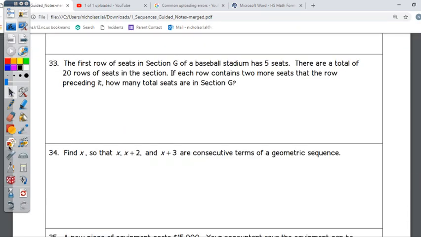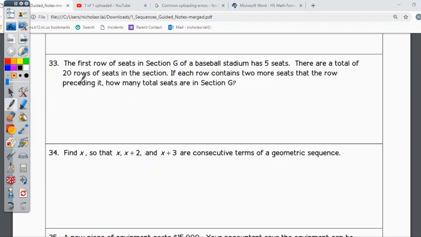All right. The first row in section G of a baseball stadium has 5 seats. There are a total of 20 rows of seats in the section. If each row contains 2 more seats than the row preceding it, how many total seats are in section G? All right.